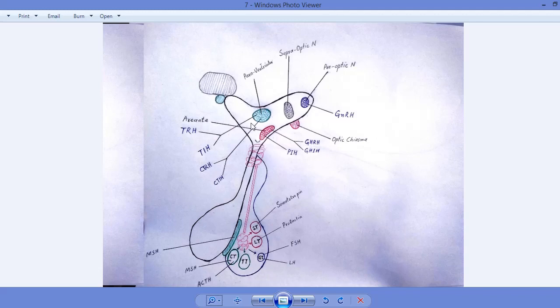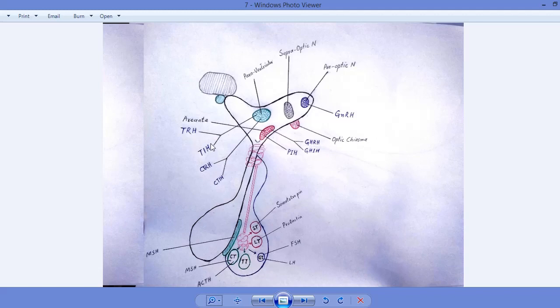Similarly, the paraventricular nucleus is responsible for the secretion of four types of hormone: the thyrotropic releasing hormone, the thyrotropic inhibitory hormone, the corticotropic releasing hormone, and the corticotropic inhibitory hormone. The thyrotropic releasing hormone is responsible for the secretion of thyroid stimulating hormone, and this is responsible for the stimulation of thyrotrope, which secrete the thyroid stimulating hormone upon stimulation.